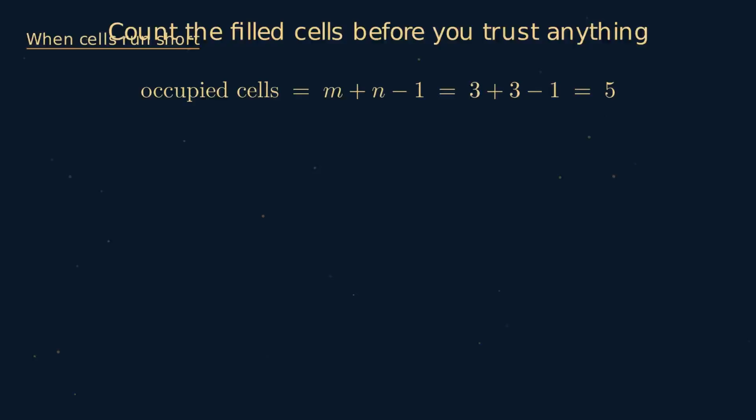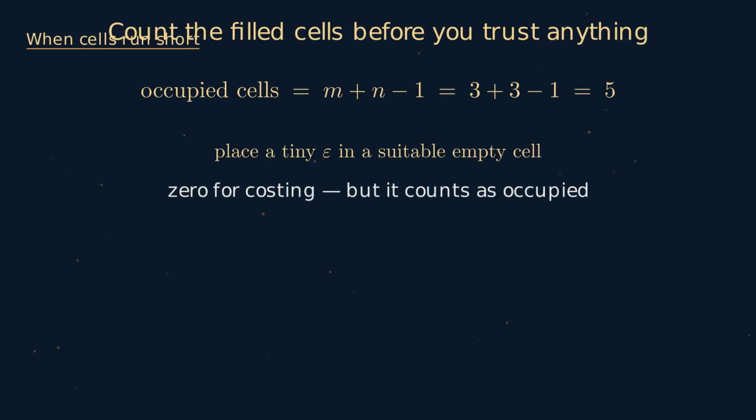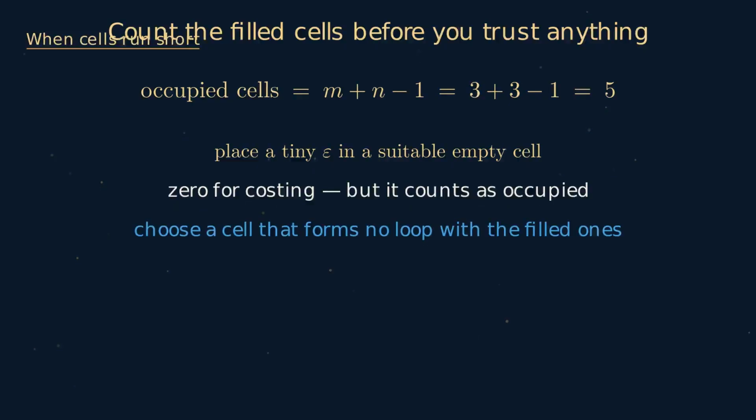Occasionally a row and a column empty at the very same moment, and you come up 1 cell short. That's degeneracy, and it stalls the test. You run out of equations, and some U or V can never be pinned down. The repair is a ghost shipment. Drop an epsilon, a quantity so small it adds nothing to the cost, into an empty cell, and treat that cell as occupied. Pick one that doesn't close a loop with the cells already filled, run the method normally, and throw the epsilon away at the end.